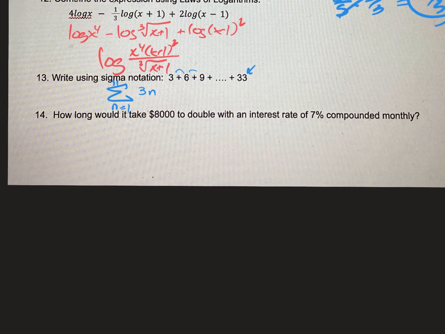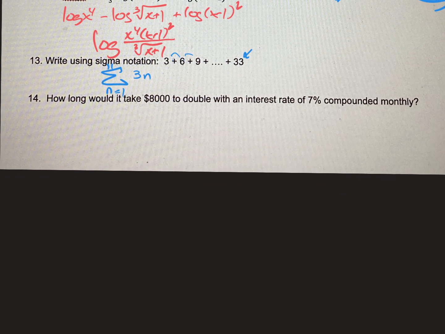And 14, last one. How long would it take $8,000 to double with an interest rate of 7% compounded monthly? A lot of money on this test. So here's our formula in case it's been a while. A equals P times (1 plus r over n) to the nt power. That's compound interest.